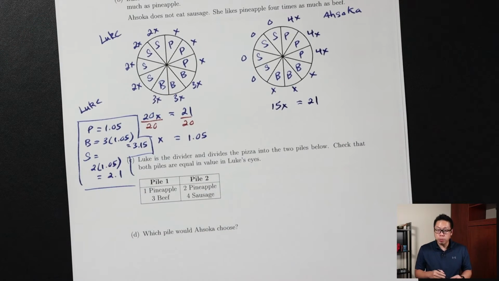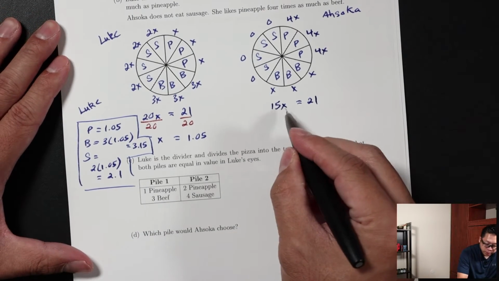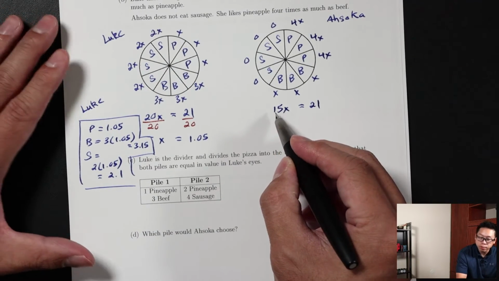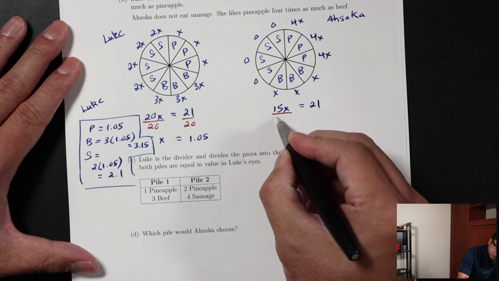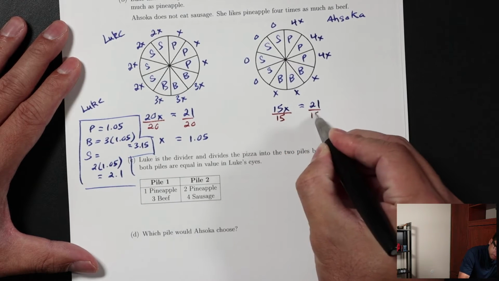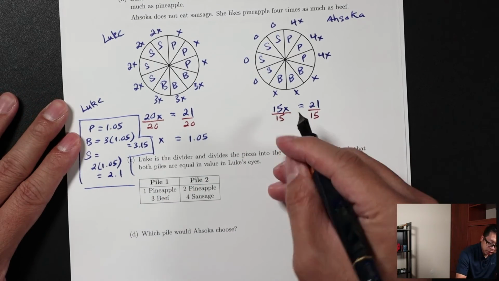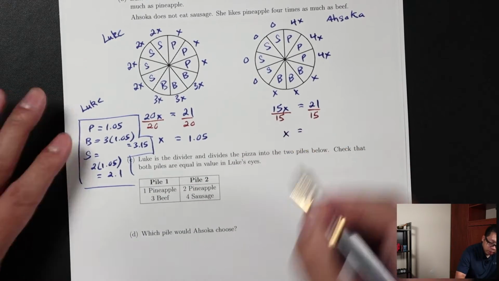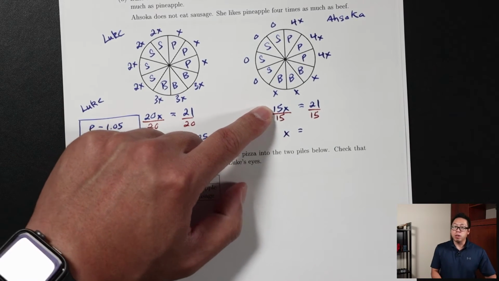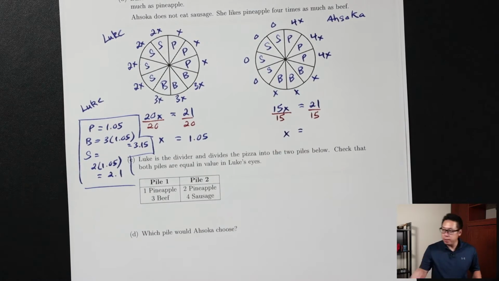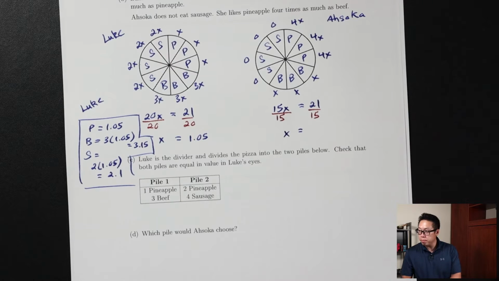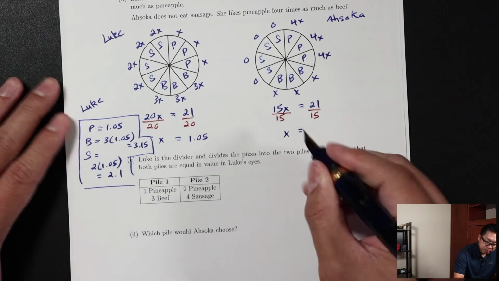And do a little bit of algebra to get the x by itself. So to get the x by itself, I need to get rid of the 15. To get rid of the 15, divide both sides by 15. Now left side, 15 divided by 15 will leave just a regular x, because the 15s will cancel out. On the right side, 21 divided by 15 is 1.4.